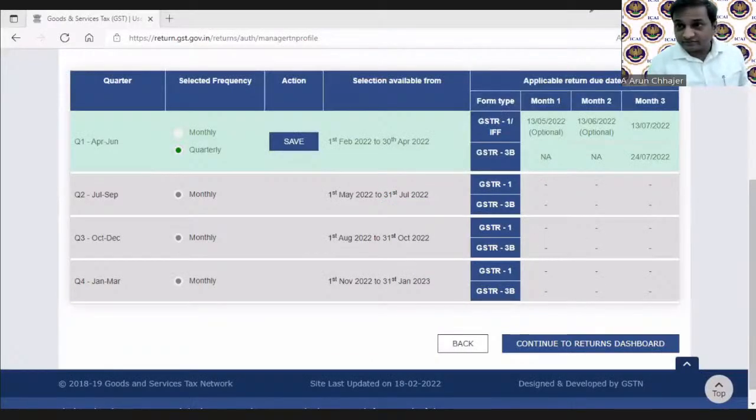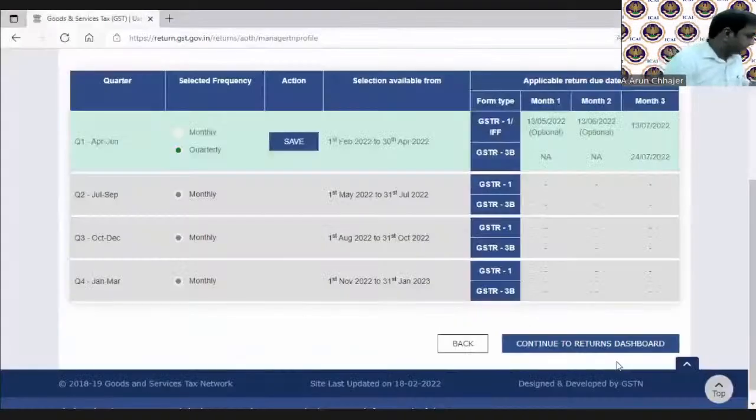Now we are live now. So fine. Once again, we were discussing about the frequency, how we can change the frequency from QRMP to monthly or vice versa.